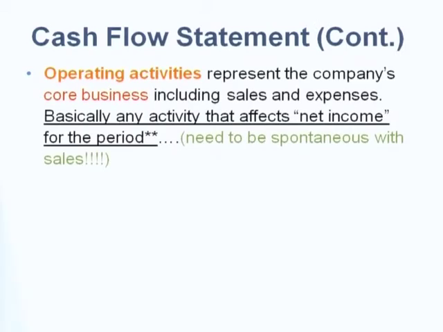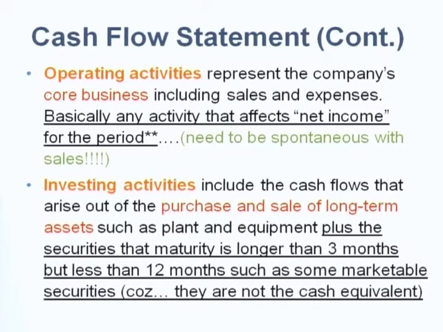Operating activity represents the company's core business, including sales and expenses. Basically, any activity that affects net income for the period, or any item that's spontaneous with sales, we include in operating activities. Investing activity includes the cash flow that arises out of purchase and sale of long-term assets. By long-term we mean more than 3 months. So any marketable security with maturity higher than 3 months we also put in investing activity. What about maturity lower than 3 months? We call it cash equivalent, and it should be included in cash.